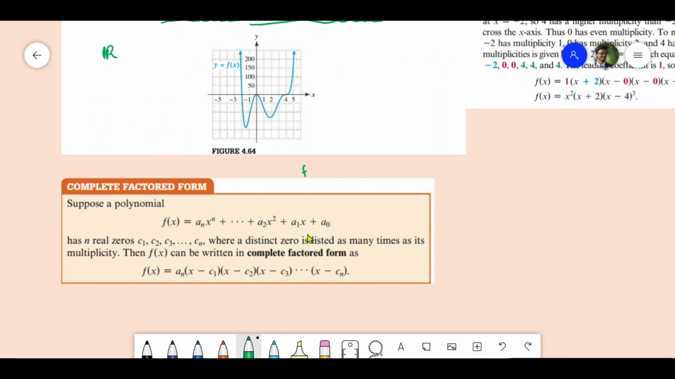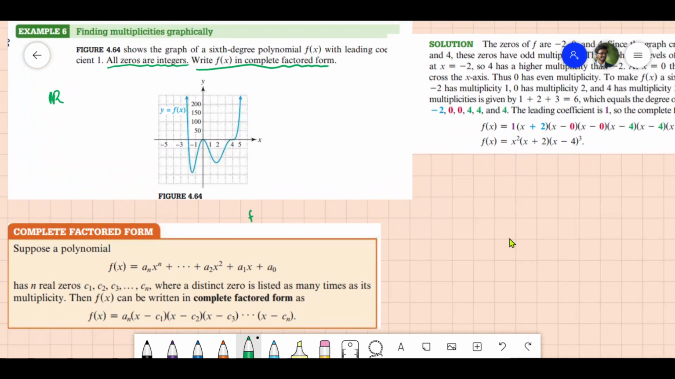So you should have a sixth degree polynomial, and the zeros are real zeros and also they are integers. So the complete factored form will be something like this with some repeated zeros, okay? Because the graph intersects the x-axis only 3 times, okay? So let's see how we should proceed.